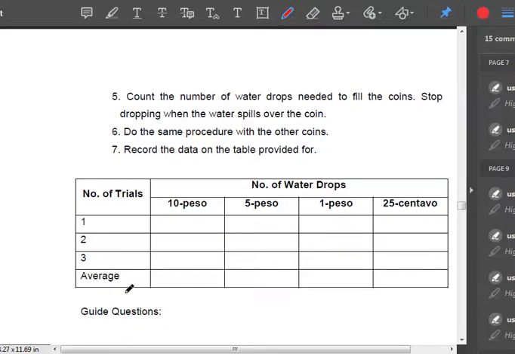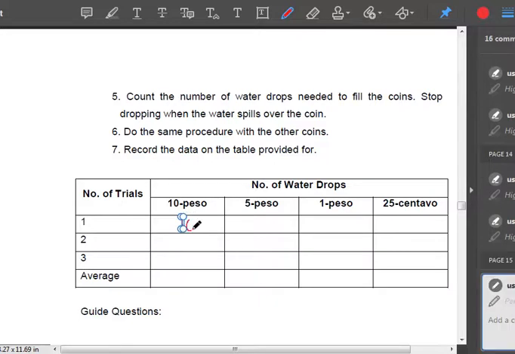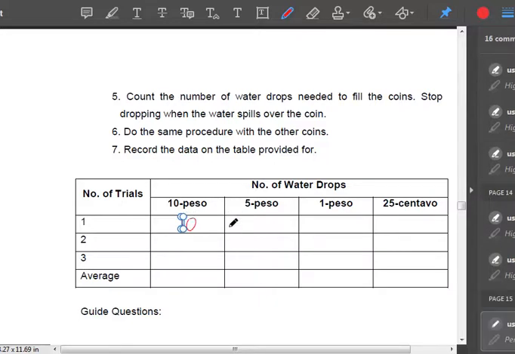Okay, it's here. So, for example, sa 10 peso coin, ang imo na butang na droplets of water is 10 pod. Diba? So, pwede din na diri dayon kay 8. Example niya, and kani lugar kay 3, diri kay 1. But that's the first trial.